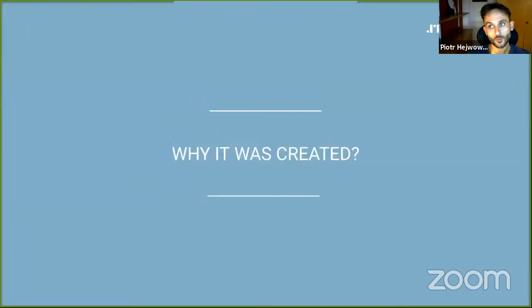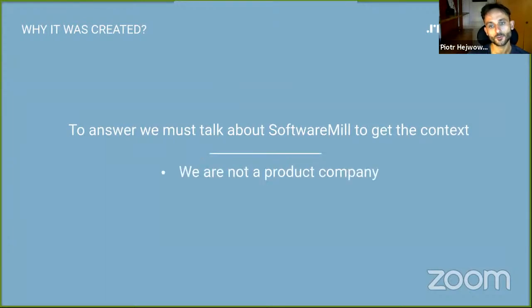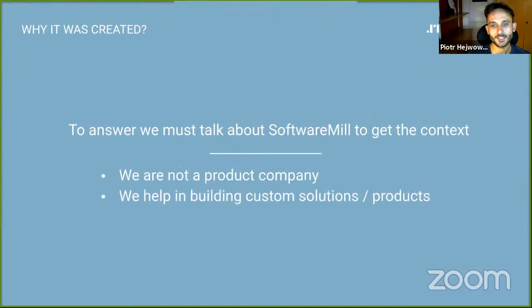So first of all, why it was created. To answer that question, first we must talk about Software Mill. It's not about bragging, but only to get the context. We do a lot of cool stuff, like Scala, big data, machine learning, Apache Kafka, blockchains. But one factor is in common between all our projects: we are not a product company. That means that we help in building custom solutions and products. So often we work in models such as team extensions and consulting for the clients.